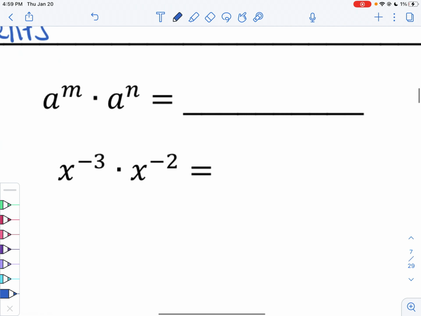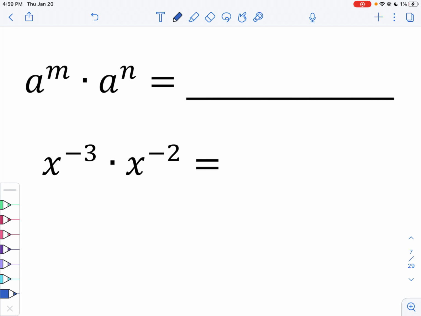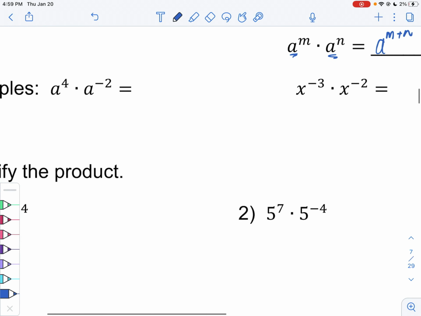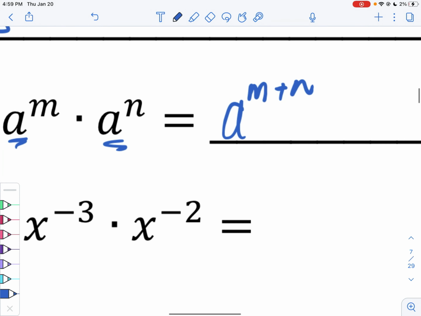Okay, so what this would look like is if I have a to the m and a to the n, these have like bases because they both have a base of a, and so we would have a to the m plus n. I'll give you a second to write that down.